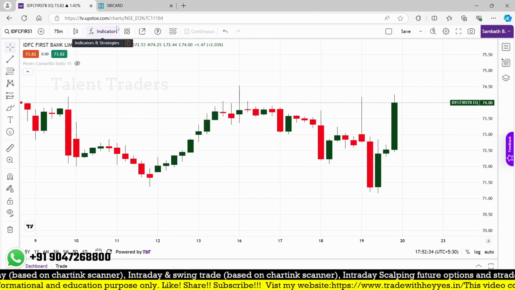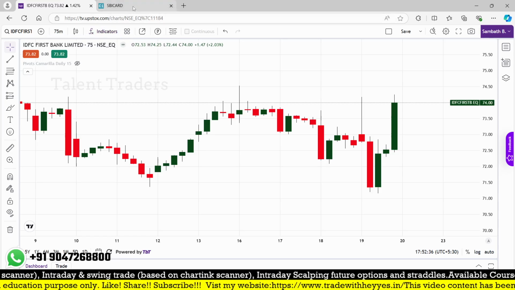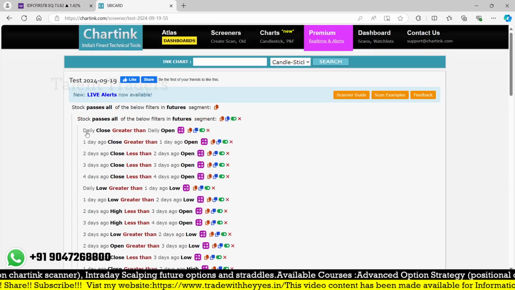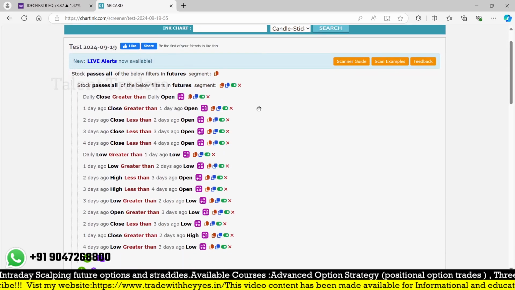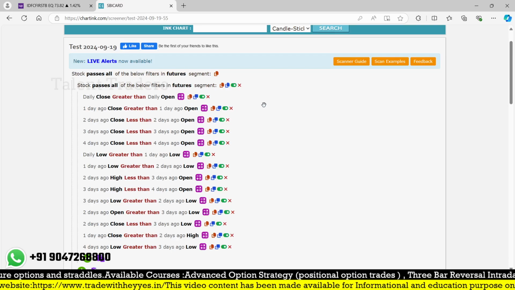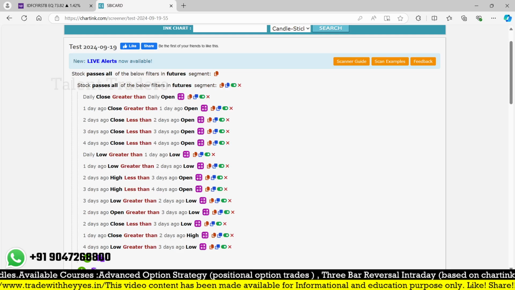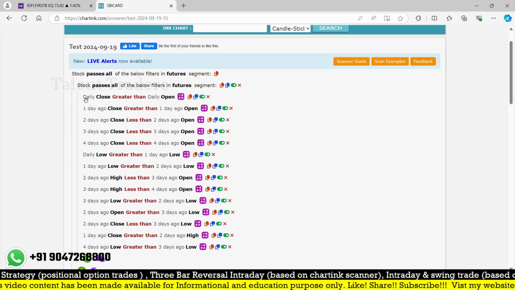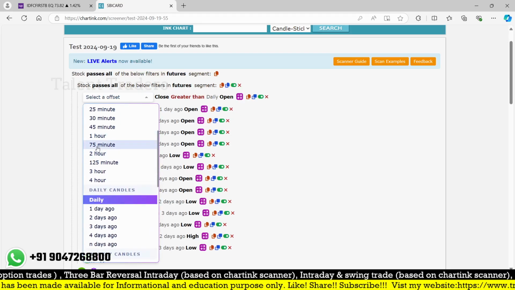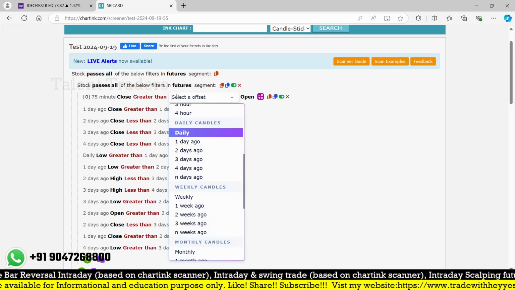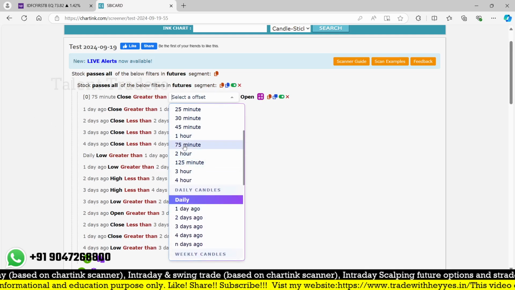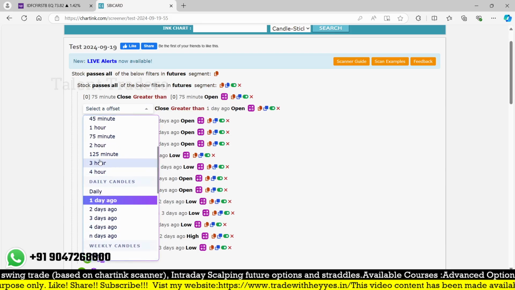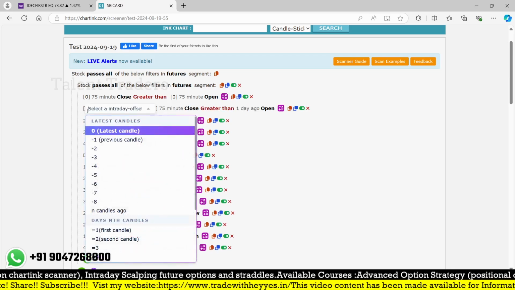So instead of the daily time frame, we will change it to 75 minutes. Let me follow along, because it is a simple scanner which I have created, with no other custom indicator. If you want to follow these lines, you can also create it and you will be able to make the scanner. Wherever the data is showing daily, it should be 75 minutes with 0, and 1 day ago means it should be minus 1 at 75 minutes. That's the change which I'm going to make here.